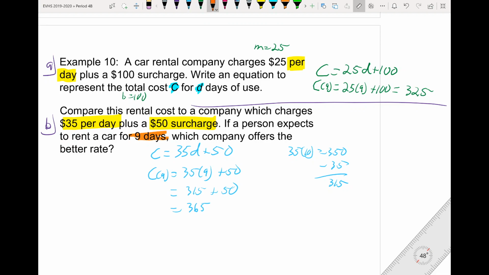So which of those two is the better deal for me to pay? 365. B. You don't know how money works, apparently. Yeah, I'm paying less money for 325.